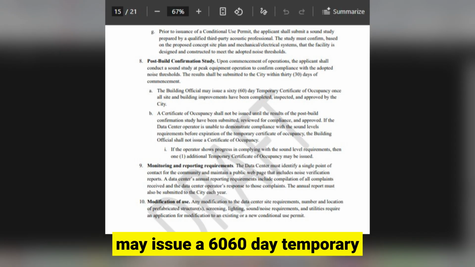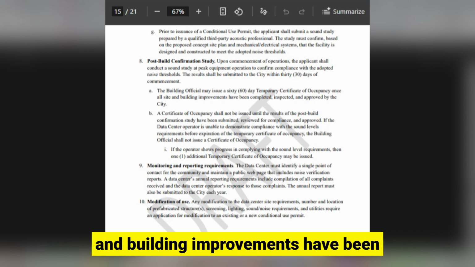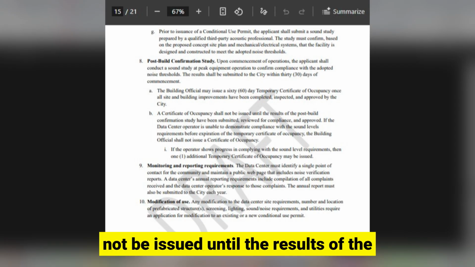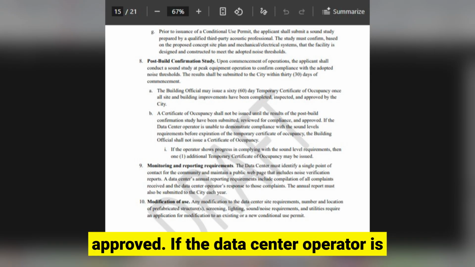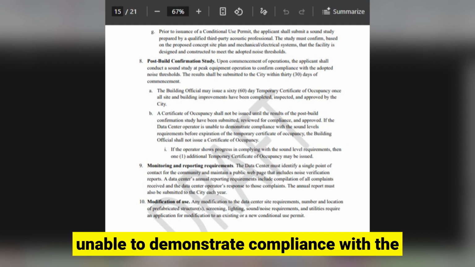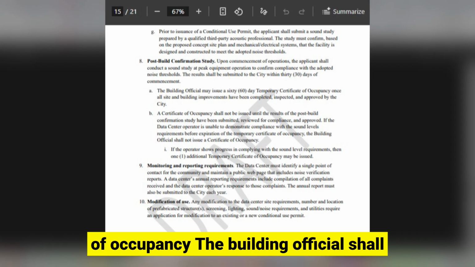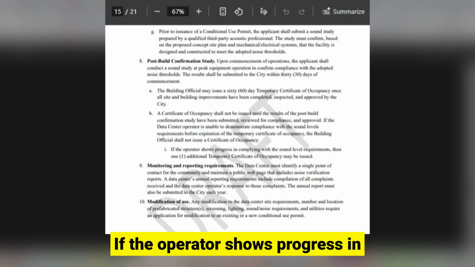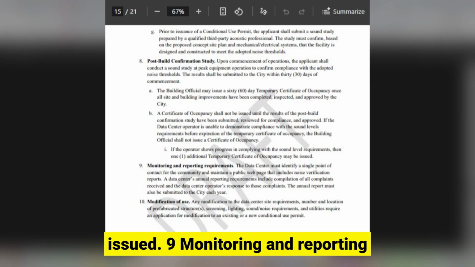A. The building official may issue a 60-day temporary certificate of occupancy once all site and building improvements have been completed, inspected, and approved by the city. B. A certificate of occupancy shall not be issued until the results of the post-build confirmation study have been submitted, reviewed for compliance, and approved. If the data center operator is unable to demonstrate compliance with the sound level requirements before expiration of the temporary certificate of occupancy, the building official shall not issue a certificate of occupancy. 1. If the operator shows progress in complying with the sound level requirements, then one additional temporary certificate of occupancy may be issued.